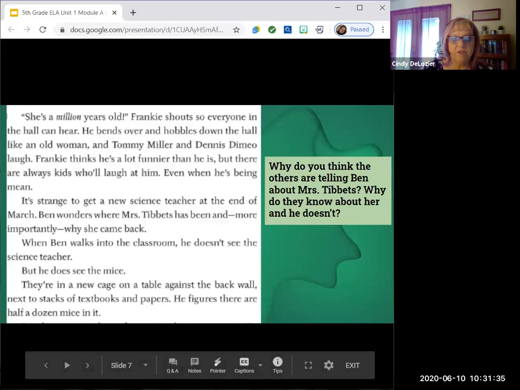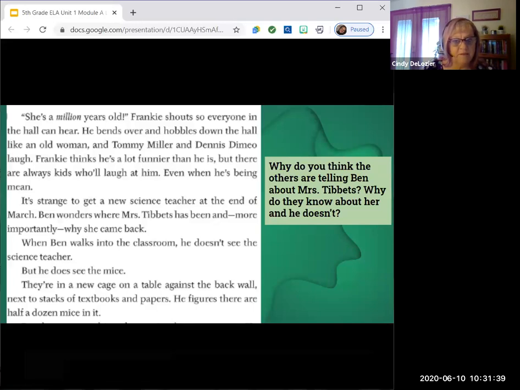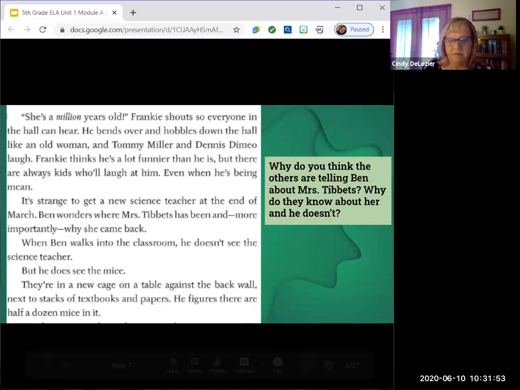So there are new characters like friends of Frankie. Can you tell me why I say that? What evidence in the text tells you that they are probably friends of Frankie's? And why do you think the others are telling Ben about Mrs. Tibbets? Why do they know about her and he doesn't?